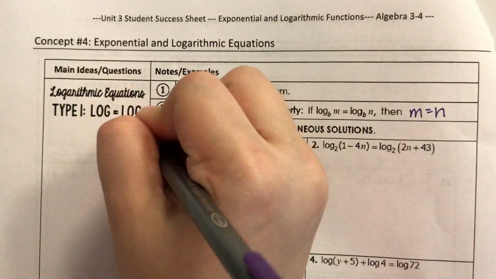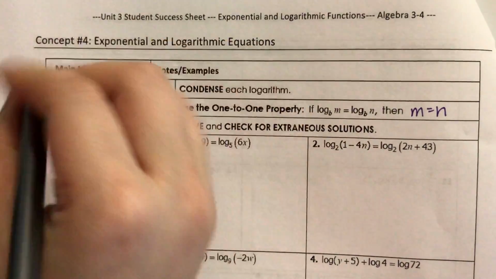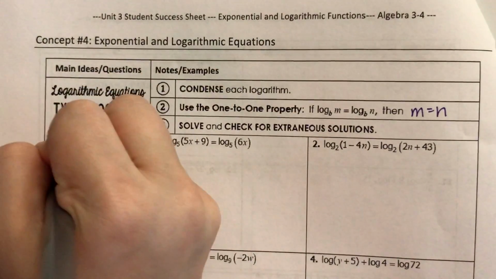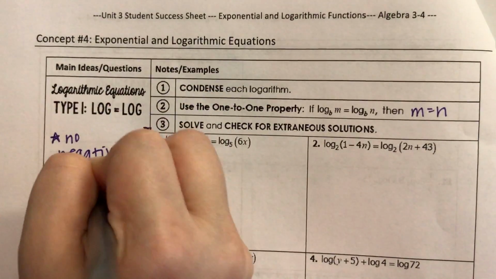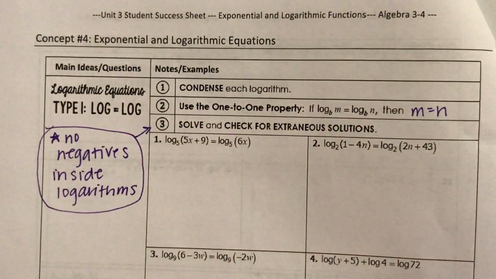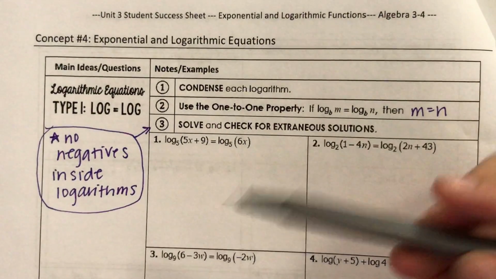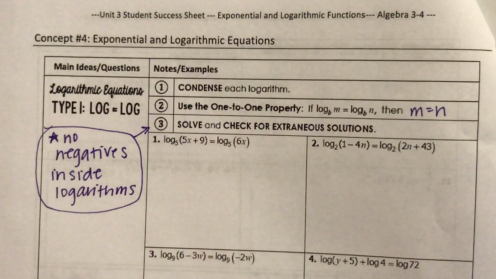What this means is you need to check to make sure there are no negatives inside your logarithms. I cannot take the log of a negative number, which means I cannot ask the question, what number to a certain power gives me a negative number, because it's not possible. So extraneous solutions means no negatives. If you end up getting a negative, it doesn't work, and I'll show you how to check.